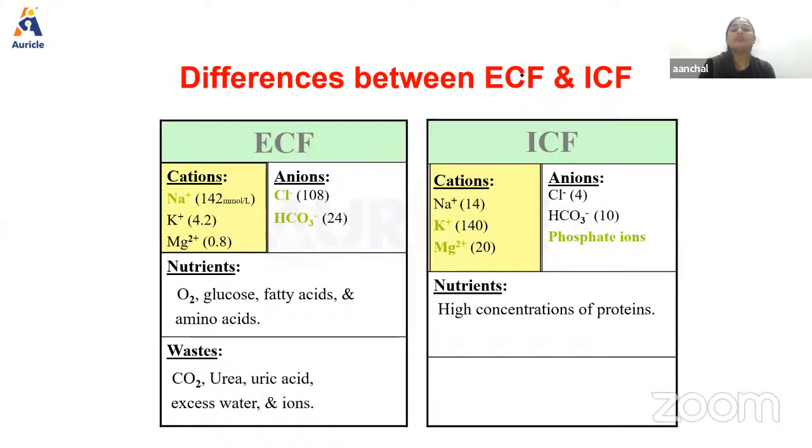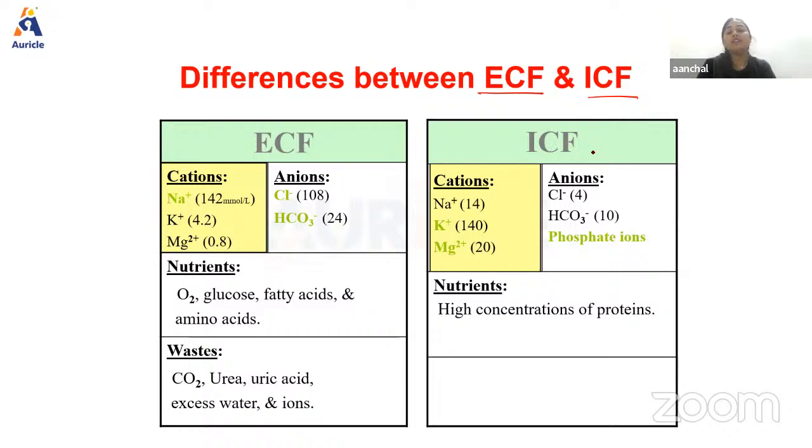Now we have the difference between extracellular fluid and intracellular fluid. As we know, various cations and anions are present inside the ECF and ICF, and also various nutrients, and some waste products are present in ECF. Talking about the cations, we have sodium, potassium, magnesium, and anions we have chloride and bicarbonate. And talking about the nutrients, we have oxygen, glucose, fatty acids, amino acids, and waste products like CO2, urea, uric acid, excess water, and ions.